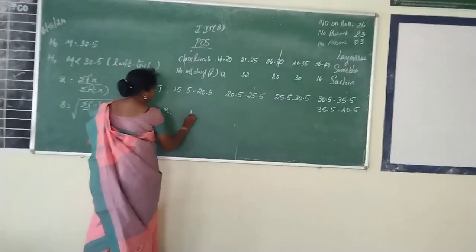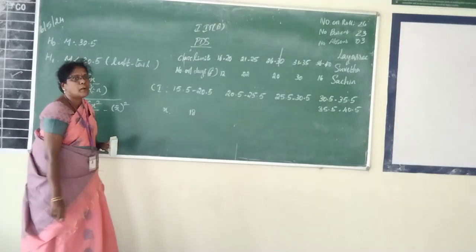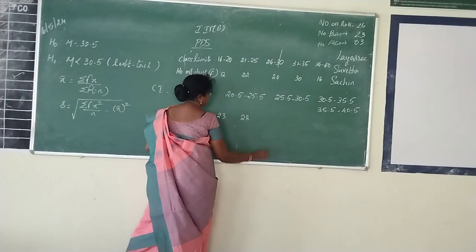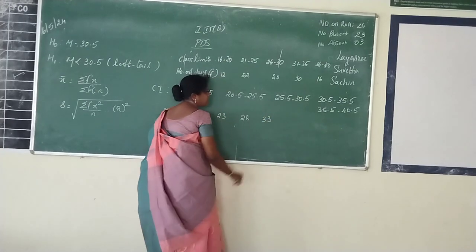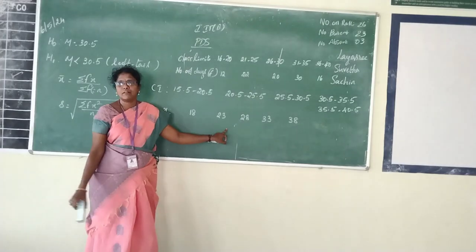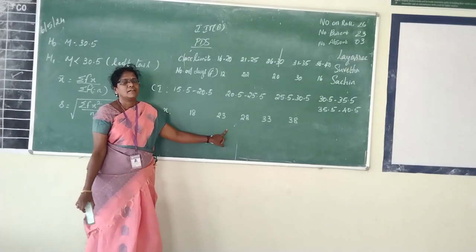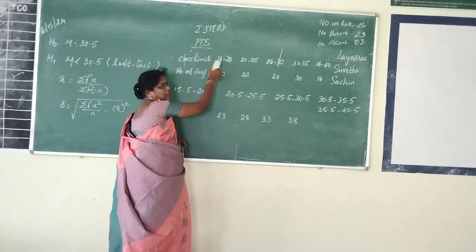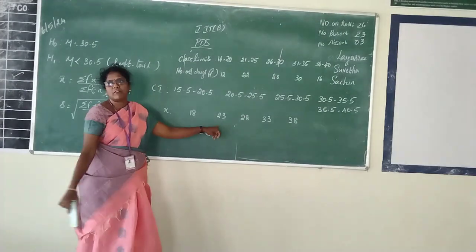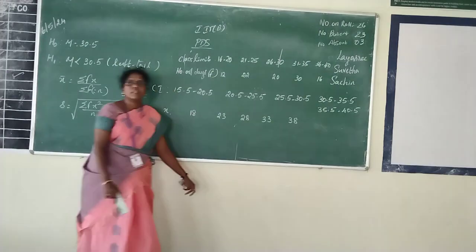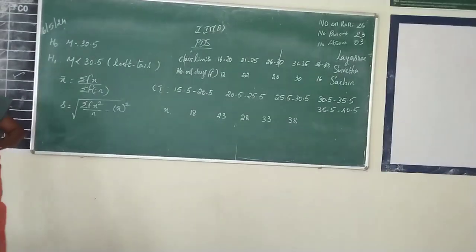For the next one, what is the mid value? 23. What is the next one? 28. Next one? 33. Next one? 38. Once you know the first value, you can identify the others easily. How come? What is the interval difference? 5. Everywhere it is 5. So 18 plus 5 will be 23. 23 plus 5? 28. 28 plus 5? 33. 33 plus 5? 38. Everything will be of the same equal intervals.